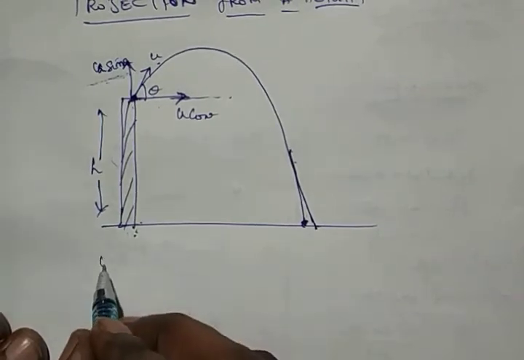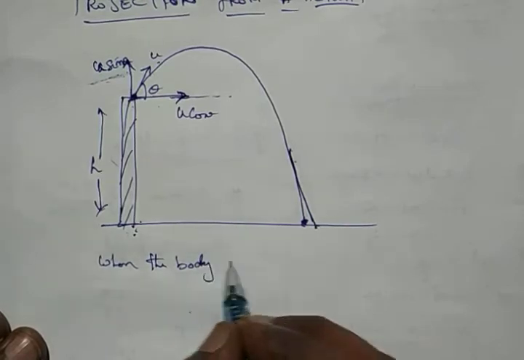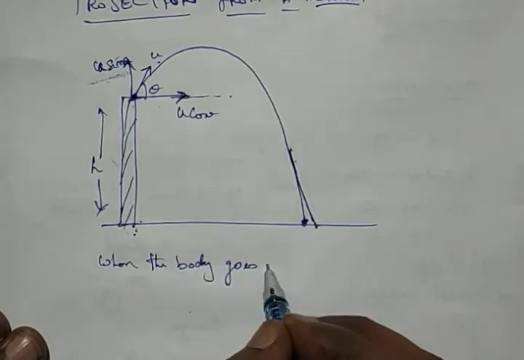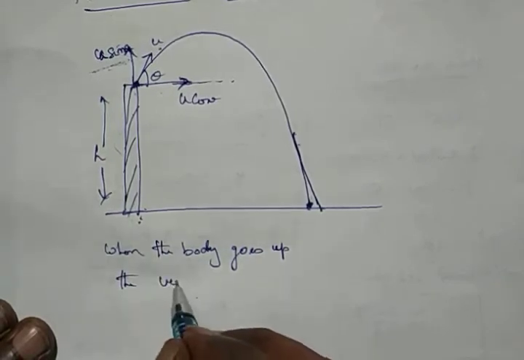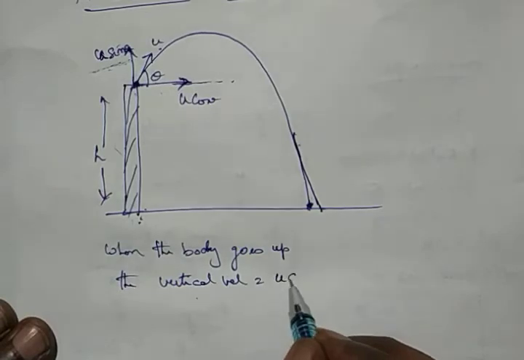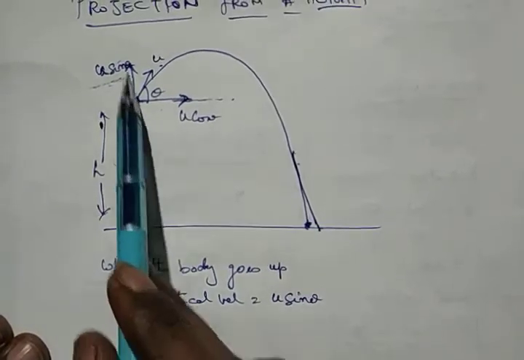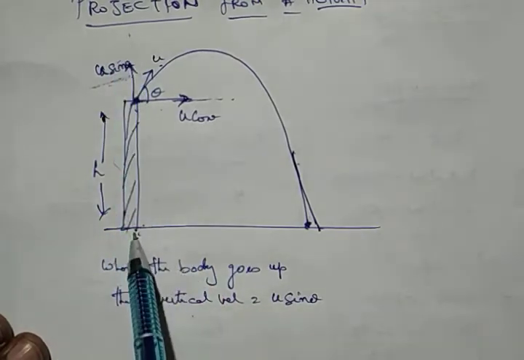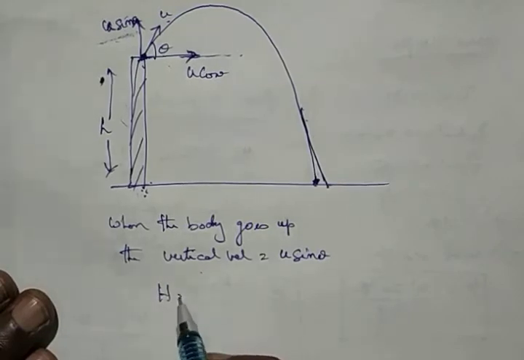So when the body goes up, the vertical velocity is equal to u sin theta. So u sin theta goes up and the body finally is going to come down. So what will be the height in which it is going to happen?